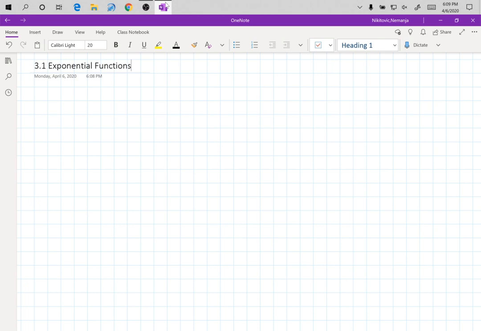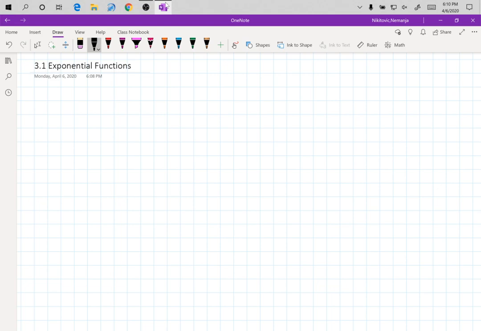So this section is extremely important. Your later courses will be using exponential functions extensively, right? Especially calculus and so on. So let's talk about exponential functions and see what they are.